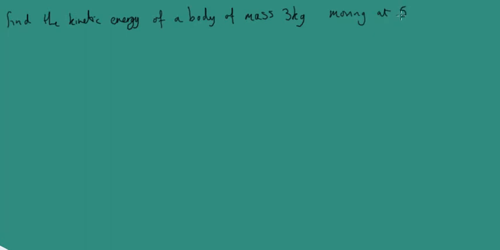So let's look at a couple of examples. Find the kinetic energy of a body of mass 3 kilograms moving at 5 meters per second. So half times 3 times 5 squared is going to give us 37.5 joules.